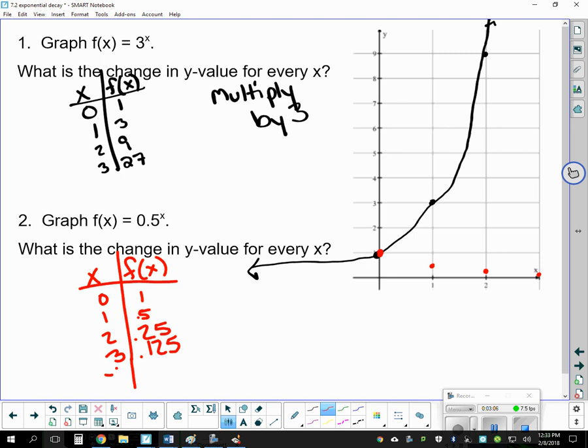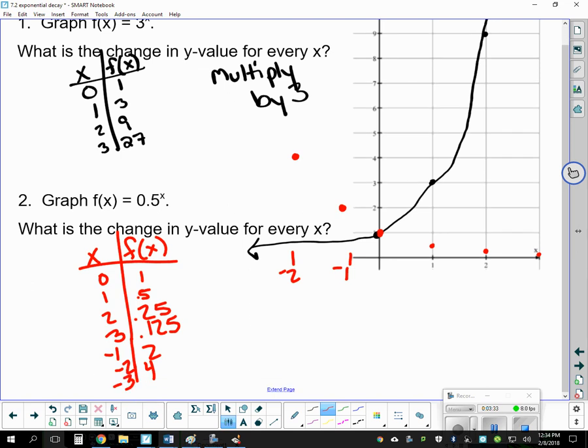Well, if x were negative 1, 0.5 to the negative first power is 2. So I'd have negative 1, 2. Let's try another one. Negative 2, 0.5 to the negative second power, I get 4. So I'd have negative 2, 4. Let's try some more. Negative 3, so now I'm doing 0.5 to the negative third power, and I get 8. So negative 3, 8. Well, that gives me a much better picture here.